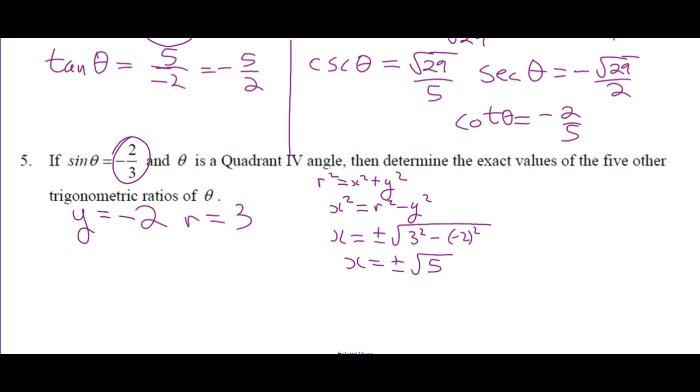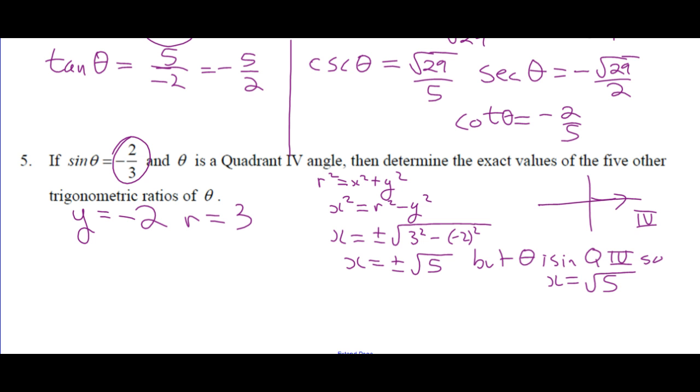But there's a piece of information there that narrows it down, which is what? Yeah. So theta is in quadrant 4. What are the x values in quadrant 4? So here's quadrant 4. So the x value is positive. Okay, so you can say, but theta is in Q4, so x is equal to positive root 5. Okay, and we need that information.